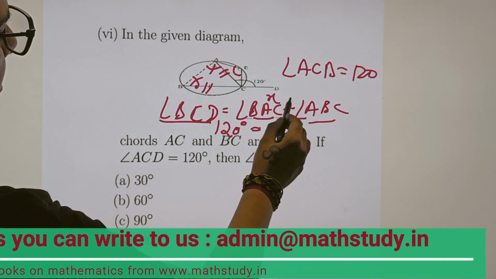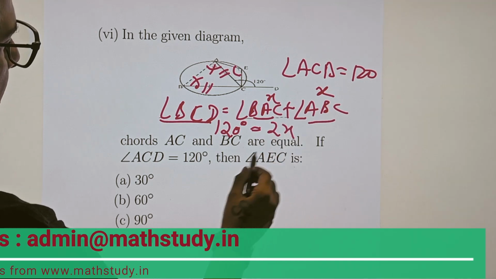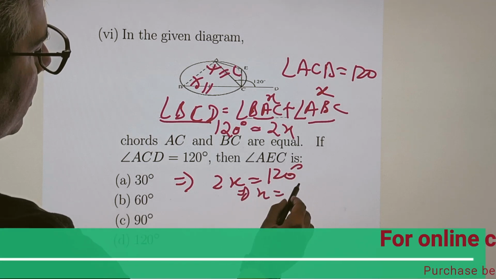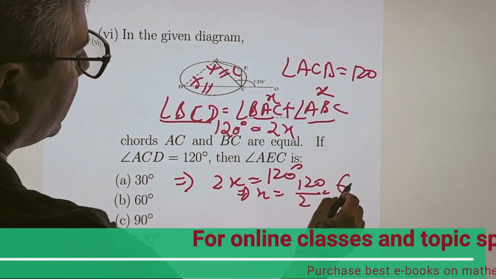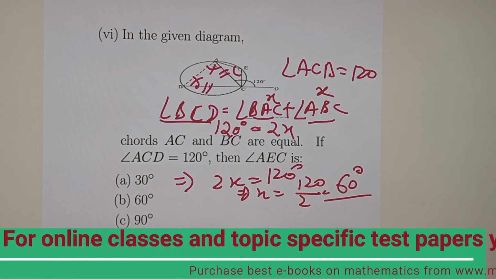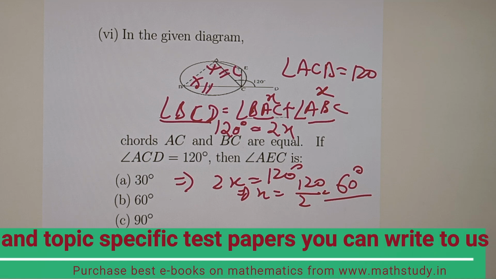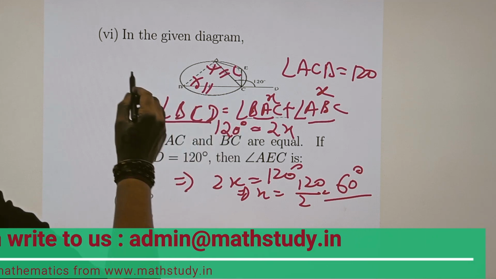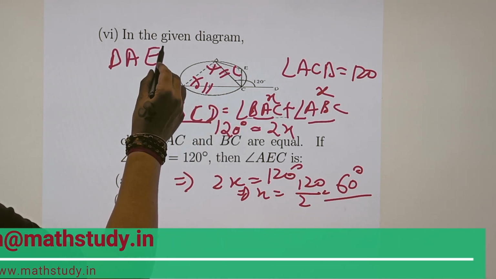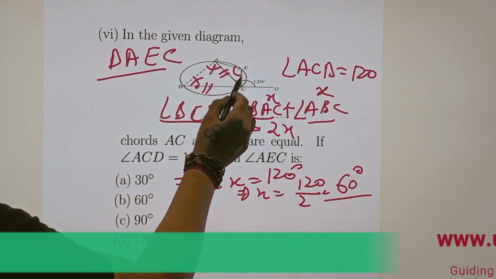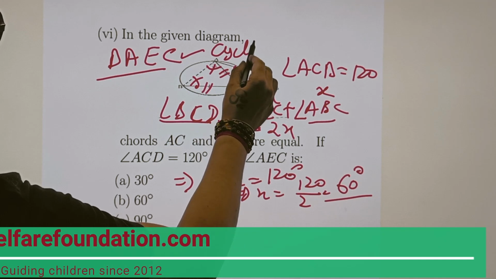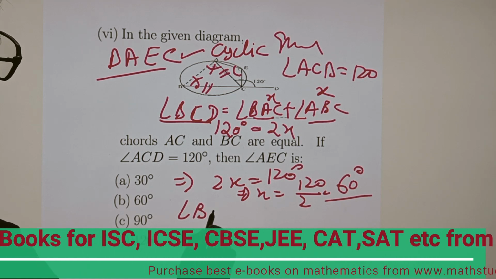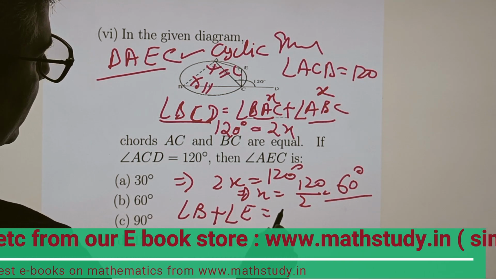So let us say this angle is x, so this angle is also x, so we get 2x here. So 2x equals 120 degrees, and this implies x equals 120 upon 2, which is 60 degrees. Very simple. So now we got our angle ABC, or we can say BAC here. So since BAEC is a cyclic quadrilateral here, that means angle B plus angle E equals 180 degrees.